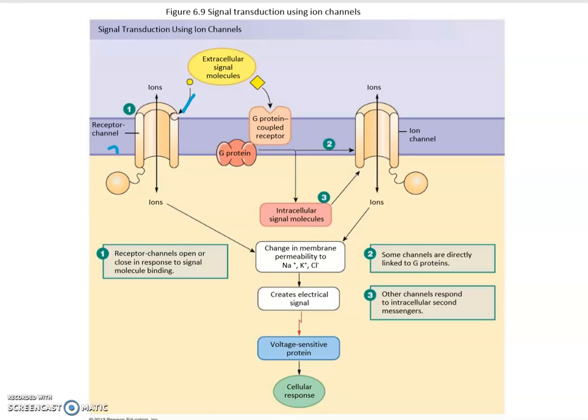Here's an indirect mechanism that opens ion channels, and that will be a G protein coupled receptor where the ligand, the messenger molecule, binds to the G protein coupled receptor, and now the G protein coupled receptor either directly or indirectly opens an ion channel. So the G protein could bump into an ion channel and open it up and alter the membrane permeability and change the membrane potential, or the G protein coupled receptor could activate some second messenger, activate a kinase, and then the kinase will open up the ion channel. So all of that is possible.